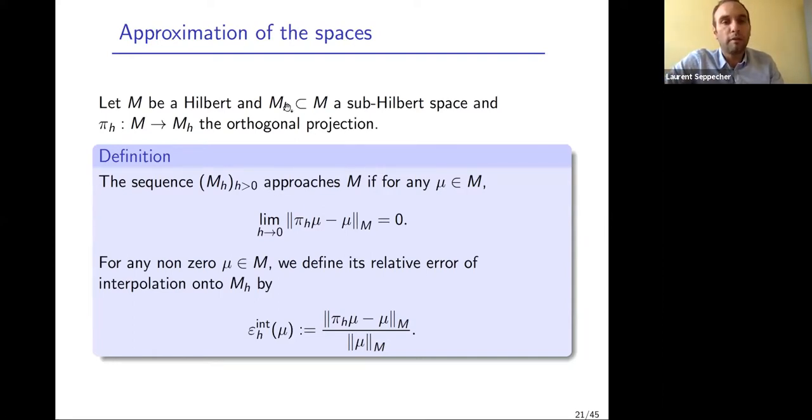In other terms, you can define the orthogonal projection from M to M_h. Just imagine the piecewise constant approximation of a function here. And you will say that M_h approaches well when the limit, when h goes to 0, of P_h mu minus mu is 0. Okay, so it's a punctual definition. It's not uniform over M. Okay, and so we define what we call the error of interpolation, which is just the relative error between the projection of mu and mu itself. Okay, so it's very basic, very classic. So everyone works like this when you do Galerkin.